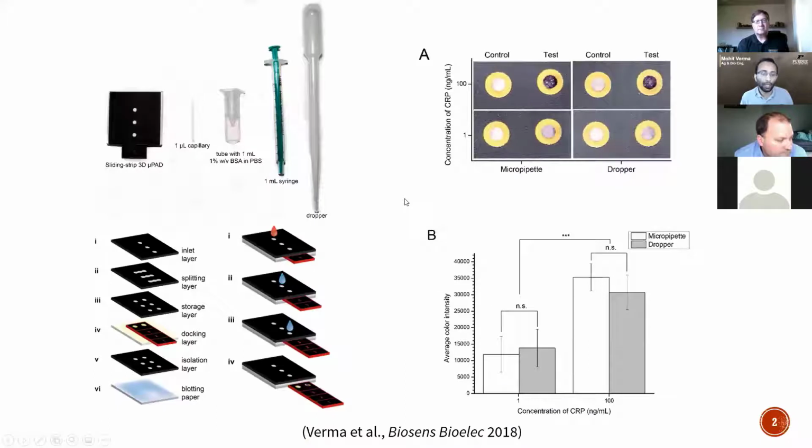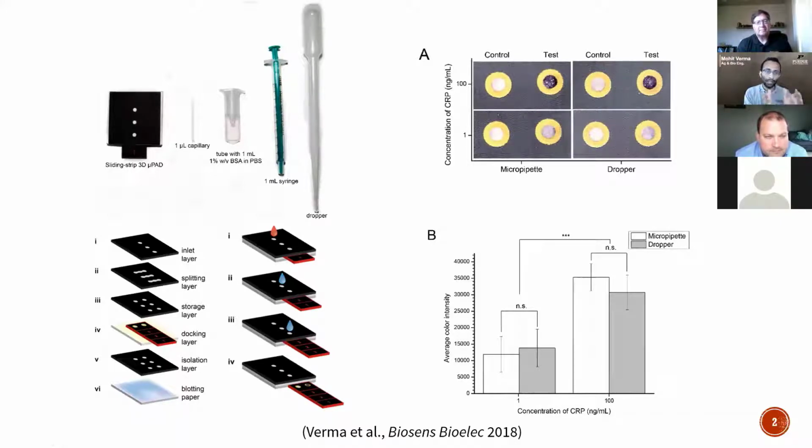Then during my postdoc, I was spending some time at Harvard, where I started learning about how we can make these paper-based devices. And there, really, what we're trying to do is make these tests that are typically done in the lab, but make them simpler. So what you can see on the top left is this little kit, which the right one is a dropper. So you can imagine, a little bit bigger than an eyedropper.